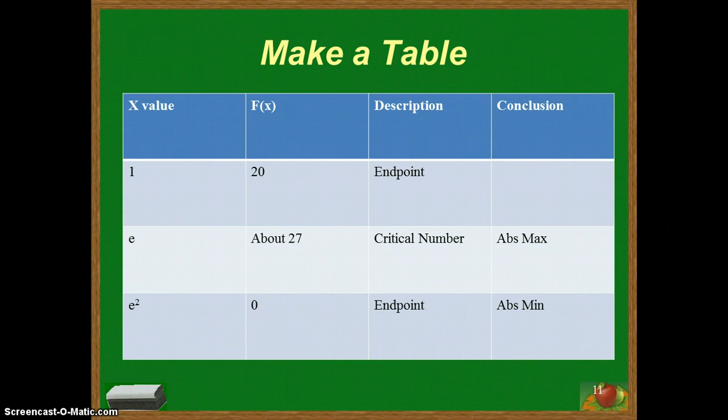Okay? You can look at this and see that the smallest number, 0, is an absolute minimum, and the biggest number, about 27, would be an absolute max. So we would say an absolute max occurs at e, comma, 27, and an absolute min occurs at e squared, comma, 0. Okay?